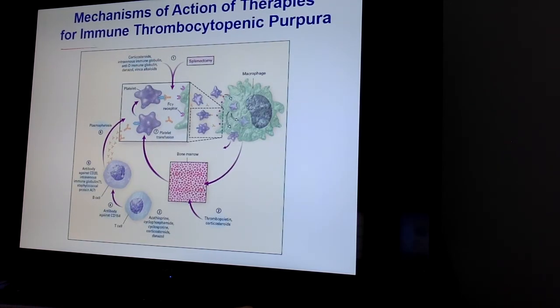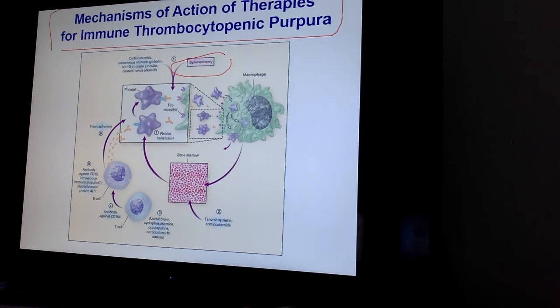This is just the mechanism of action of therapy. I will give you the important points only. You can see the splenectomy is very important, but usually in children the disease is self-limited. Okay, you can only admit them just to ensure that there is no bleeding, no signs and symptoms of intracranial bleeding, and other things.